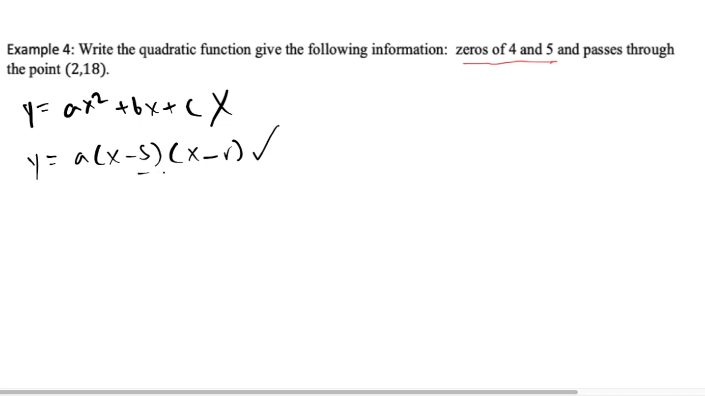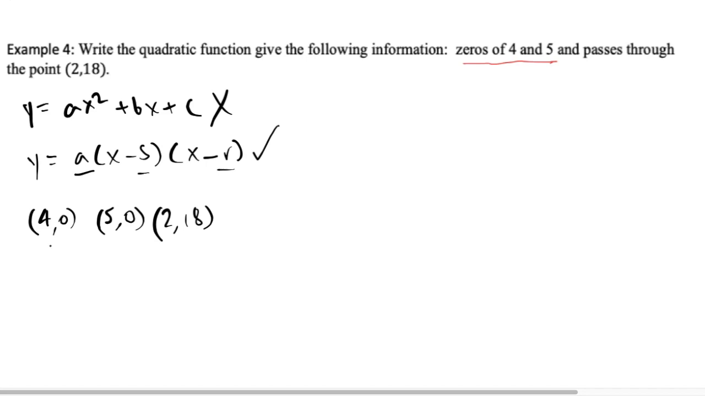In this form, s and r represent the zeros, so we can directly substitute the given information into this equation and form a starting equation, and then substitute the point (2, 18) and solve for a, which is exactly what we want to do. So why not try that now? So we know that we have the coordinates (4, 0), we have the coordinates (5, 0), and finally we have (2, 18). Let's make this work.